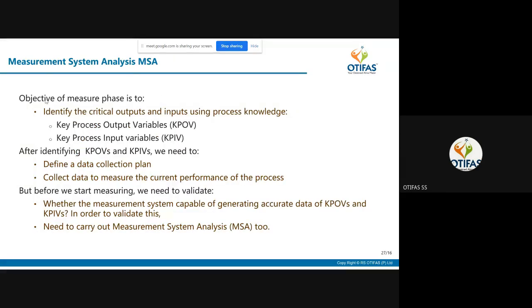Now, the objective. We know that the objective of the measure phase is to identify the critical outputs and inputs using process knowledge. We also call it KPOV, key process output variable. This is nothing but the CTQ, or we call it Y. Then key process input variables, these are the CTPs or X's. After identifying these two, we need to define a data collection plan. Then we need to collect data to measure the current performance of the process. But before we start measuring, we need to validate whether the measurement system is capable of generating accurate data. See, measurement system, when you say system, what are the parts of the system?